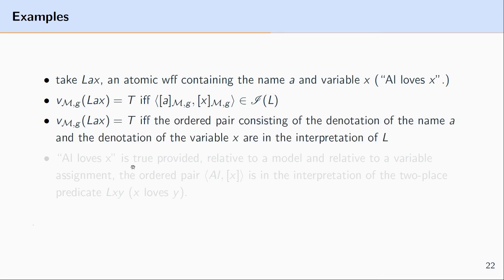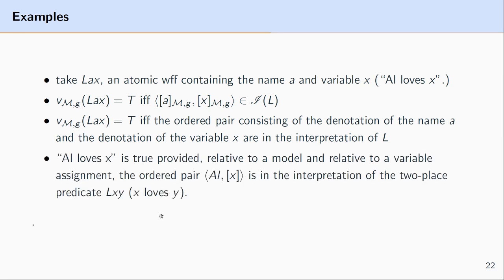Again, the formula is true relative to the model and the variable assignment if the ordered pair that consists of the denotation of A, that is the referent of the name A, and the denotation of the variable X, that is its referent, the object it picks out, is in the interpretation of L. Put more simply, LAX is true provided relative to this model and the variable assignment, the ordered pair, which consists of one item, which is A, and the other, which is the object in the domain that's picked out by X, is in the interpretation or extension of this two-place predicate L.